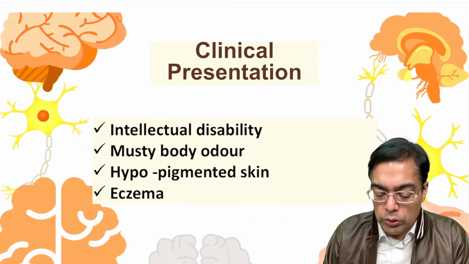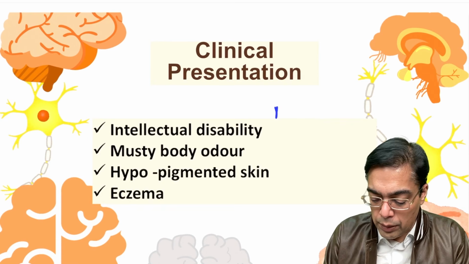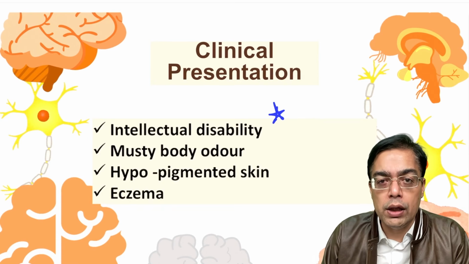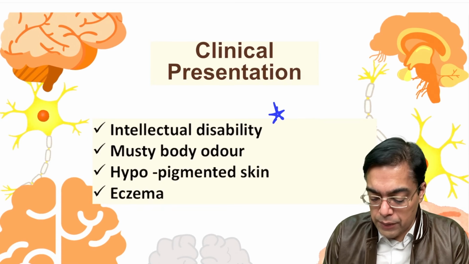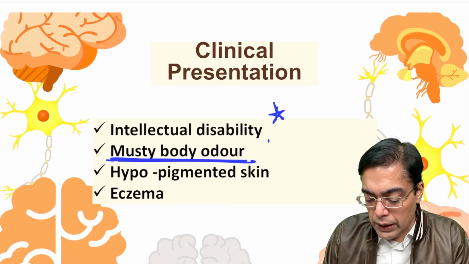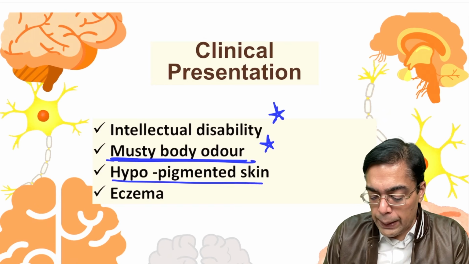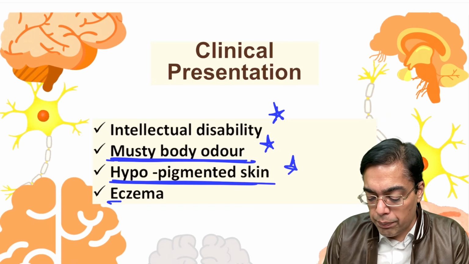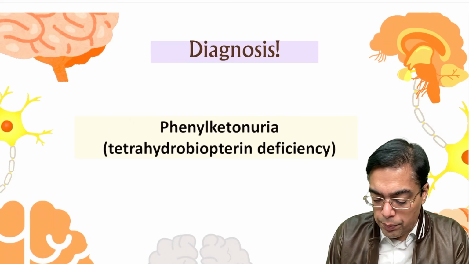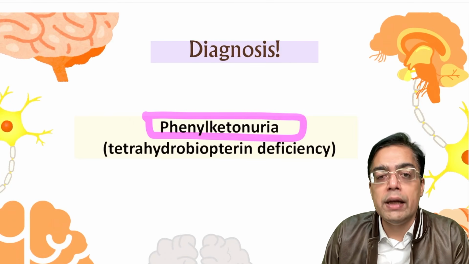Whenever I'm going to be talking about the next one, it can be talking about a patient who's going to be having a presentation of intellectual disability. The patient is having the presence of a musty body odor. That's a big time hint in the exam question. The patient is having hypopigmented skin and is having the development of eczema. Yes, I'm thinking in terms of a patient suffering from a condition called phenylketonuria.